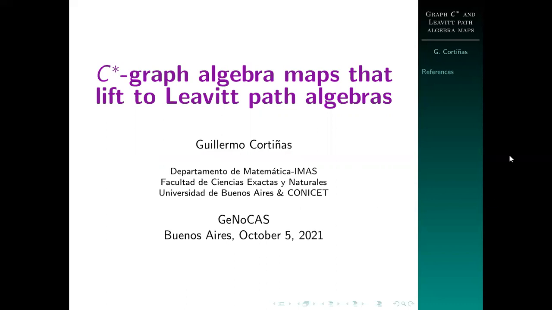So this talk is about lifting maps between graph system algebras to maps between the underlying Leavitt path algebras. Let me start by the first slide to fix notations and conventions.